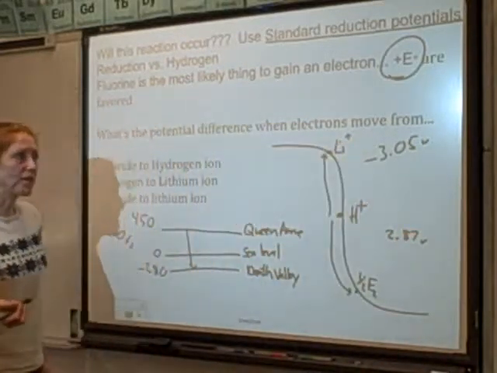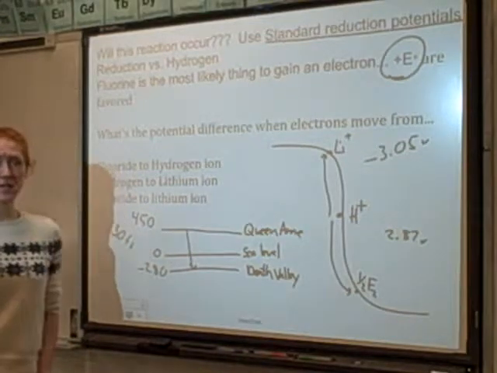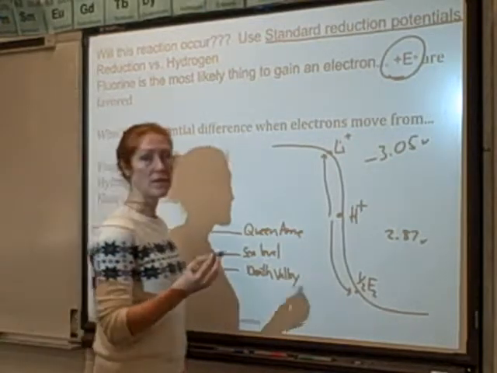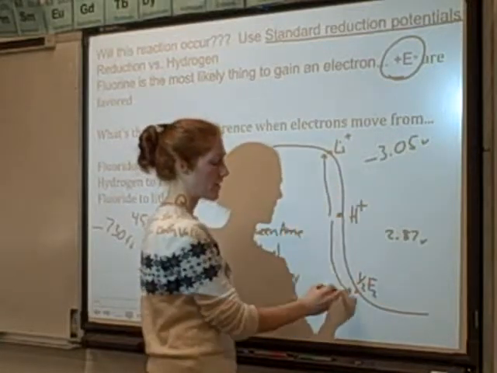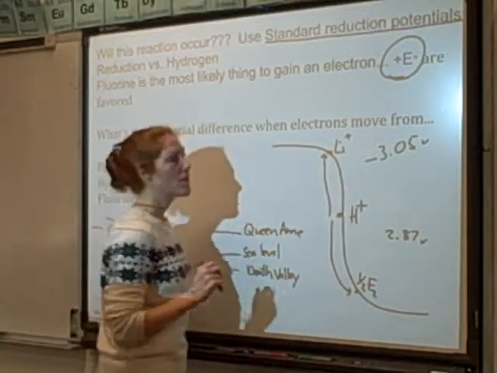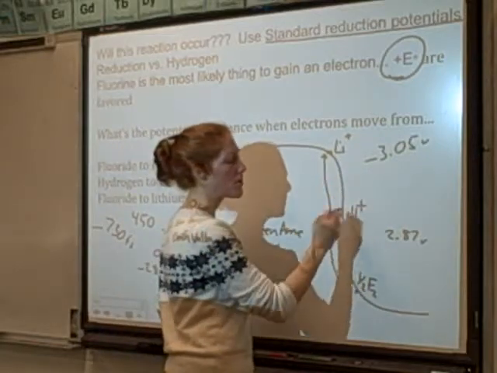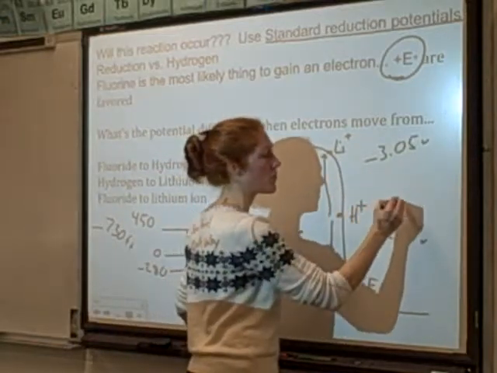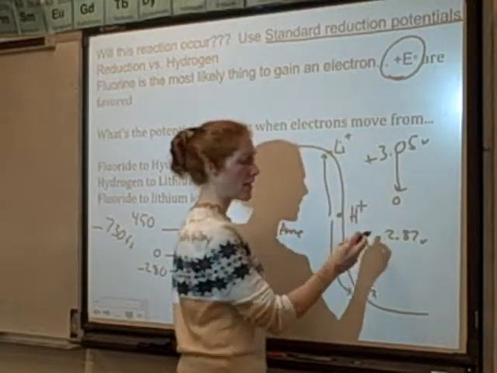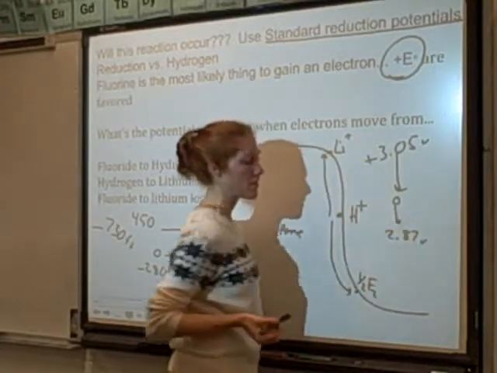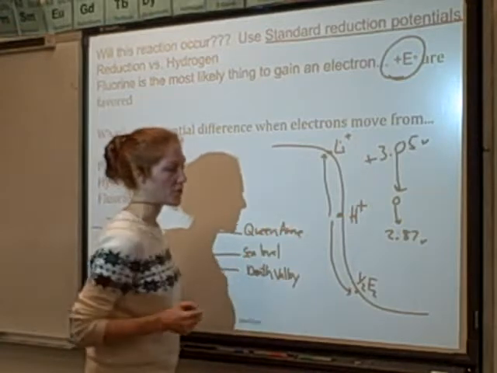I can now calculate the change in stability if I took an electron from a lithium atom and oxidized the lithium down to lithium ion and took that electron all the way down to fluorine. So the electron would become 3.05 volts more stable as it went from the lithium to the hydrogen, it's positive, and it would become 2.87 volts more stable as it went from the hydrogen to the fluorine.